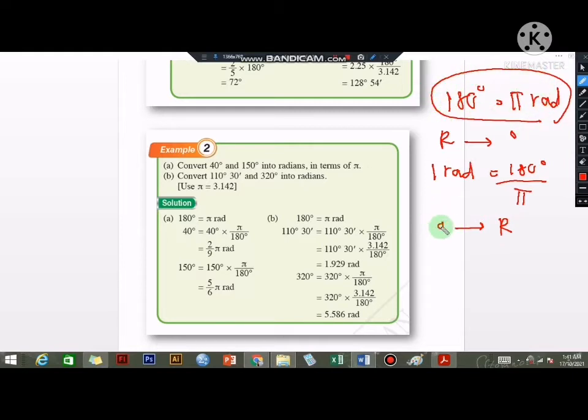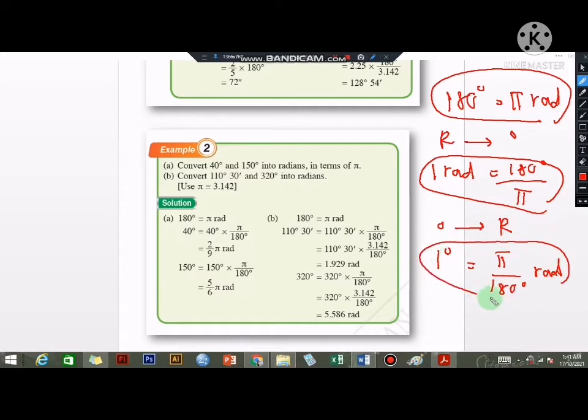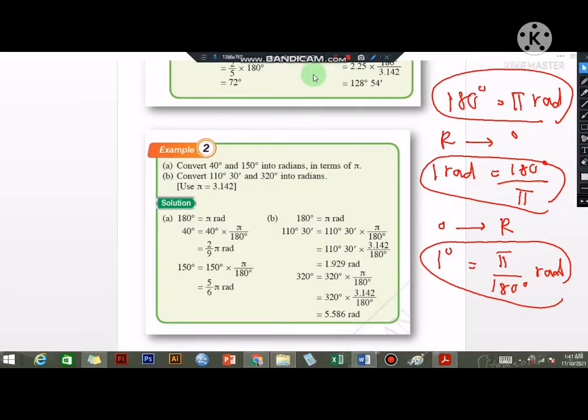Okay, we want to go from degree, this one degree, right? So we want to make 1 degree. This one divide by 180, this one also divide by 180. So we get pi over 180 degree radian. Okay, so you just need to remember this one and this one. Both of these formulas come from this formula, which is 180 degree equal to pi radian.